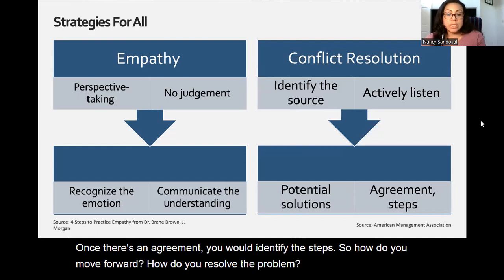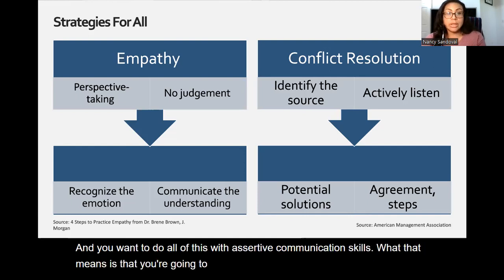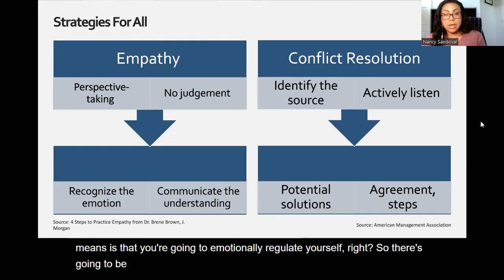And you want to do all of this with assertive communication skills. What that means is that you're going to emotionally regulate yourself, right? So there's going to be respectful communication going on.